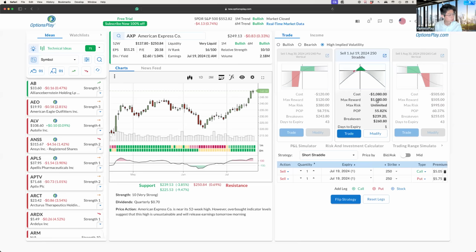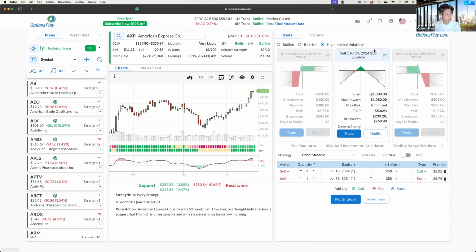So if you look at the at-the-money straddle, it's currently pricing in at $10.80. So this is the July 19th, which is tomorrow, 250 straddle. This is the at-the-money straddle for American Express. It's priced at around $10.80. And what that means is that the expected move between now and tomorrow is about $10.